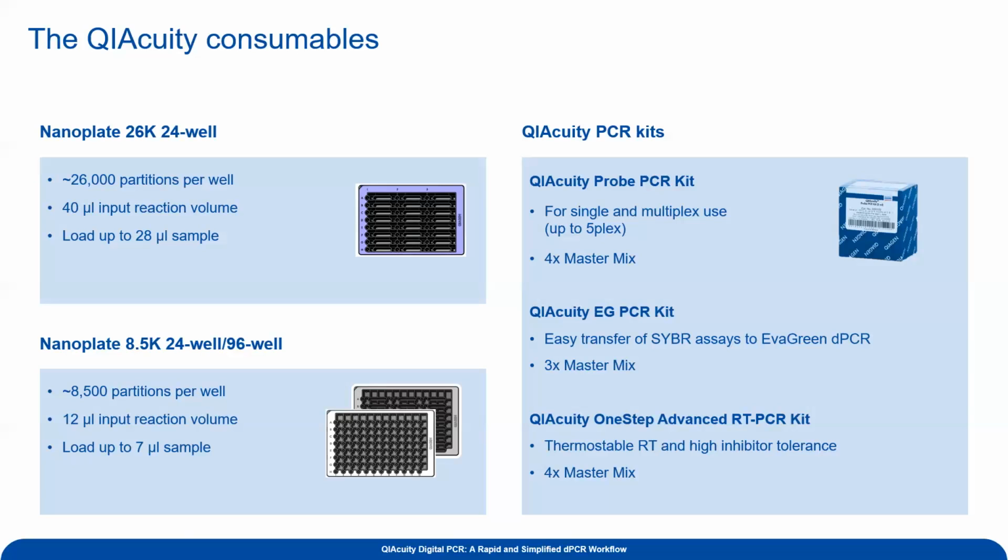And then if you have RNA targets or RNA plus DNA targets that you want to co-detect in the same reaction, we actually have a one-step advanced kit that allows you to put in just your RNA. It'll go through that RT to make cDNA, and then the amplification in the well.